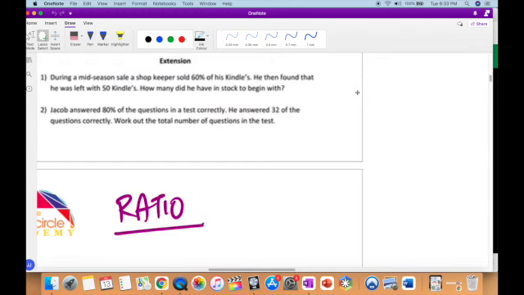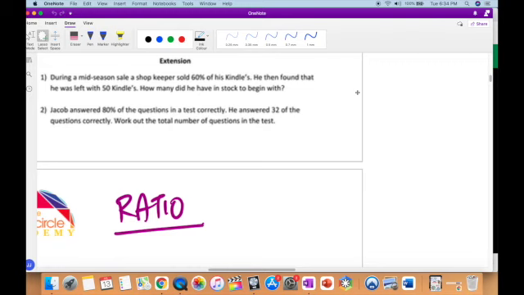During the mid-season sale, a shopkeeper sold 60% of his Kindles, right? So then he found that he was only left with 50 Kindles. So he sold 60% of the Kindles and he had 50 Kindles left. How many did he have in stock to begin with? That's fine, try it now. And just think about it, you could just talk it through and talk out loud and say as many wrong things as you want. I don't care, right? But let's try it.